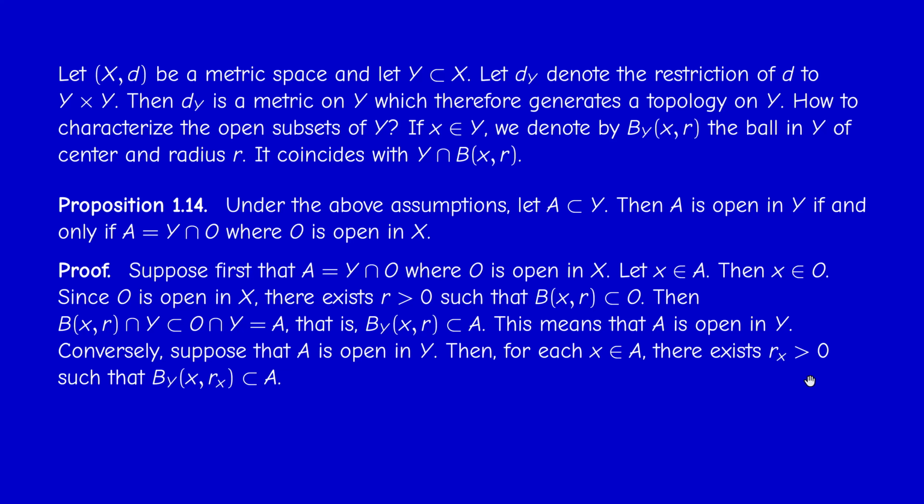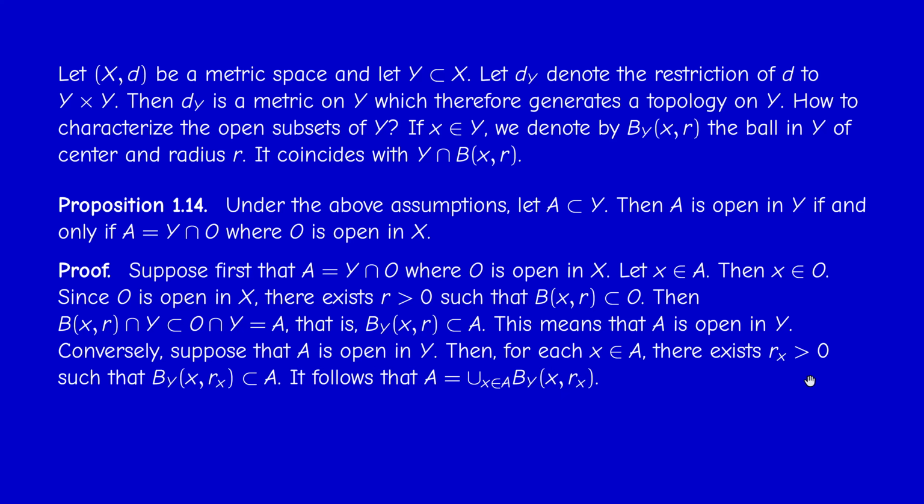Okay, then by definition, for every small x in A, there is a ball in Y whose radius depends on x. So I denote the radius by r sub x, as you know, because when x varies, the radius varies. So for each x in A, we have a positive number r_x such that the ball in Y of center x and radius r_x is totally contained in capital A.